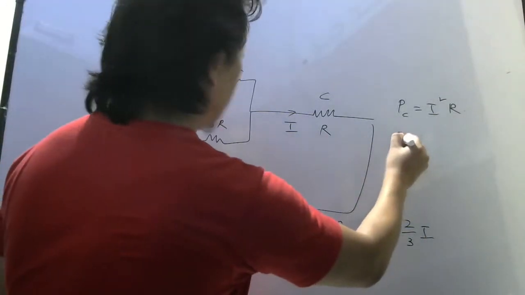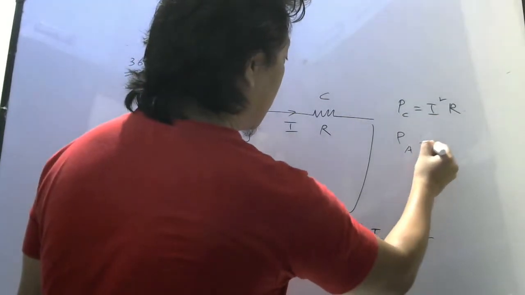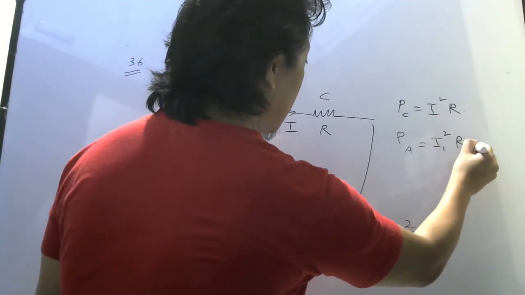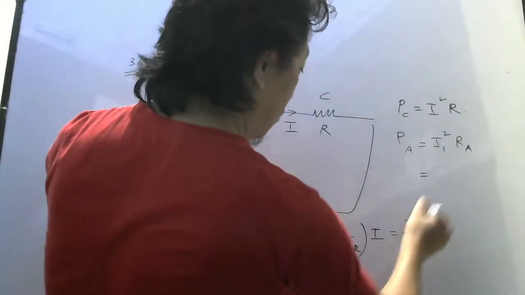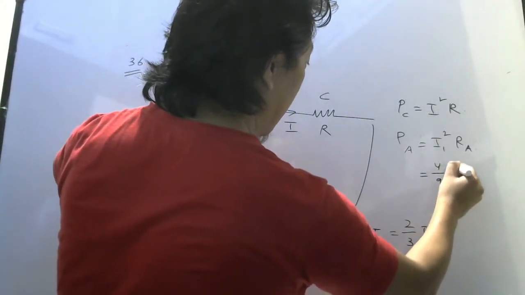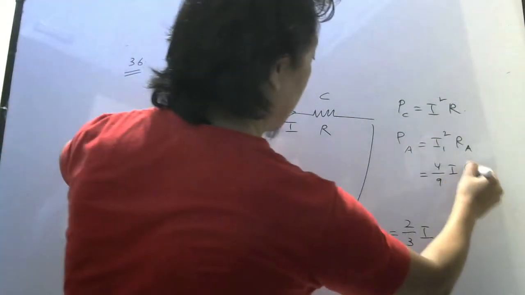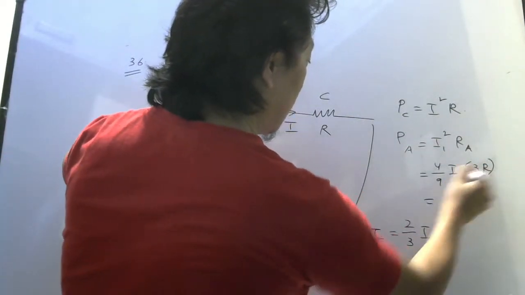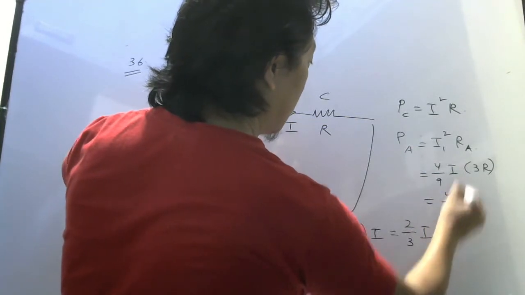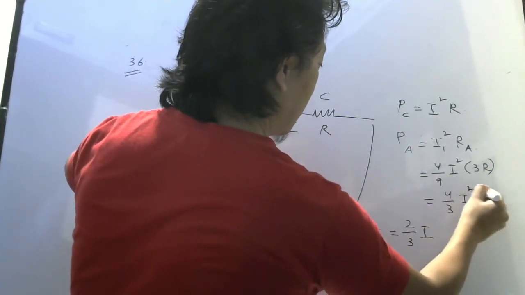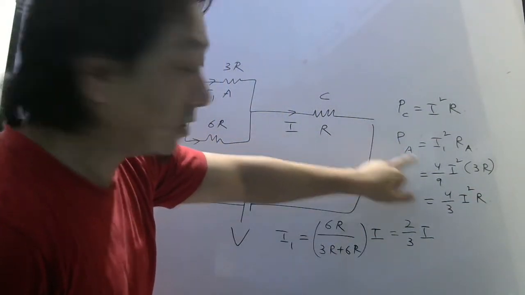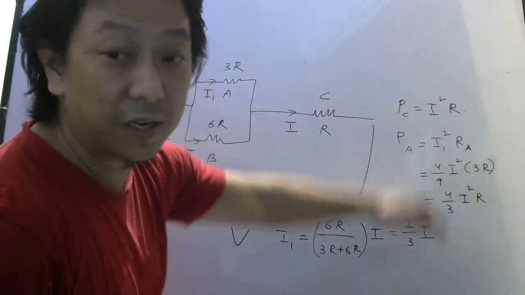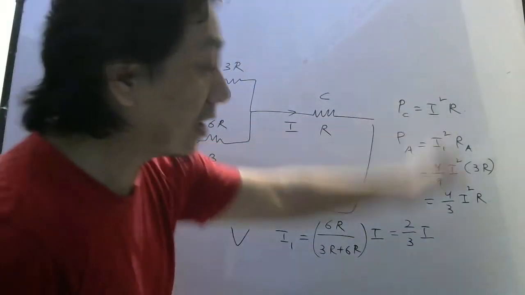So power consumed by A will be how much? Current square into resistance of A. This is the resistance of C, remember. So what is current in the resistor A? 2/3 of I, square it, 4 by 9 I square, and resistance of A is 3R. So this 3 and 9 you can cancel, so it will be 4 by 3 I square R. Okay, so this is the power of A in terms of I. So for the ratio, I square will cancel, R will cancel.